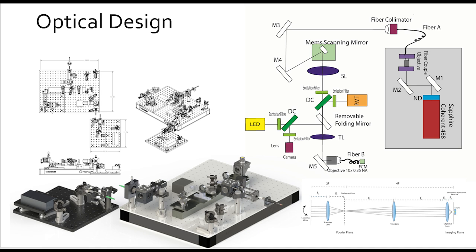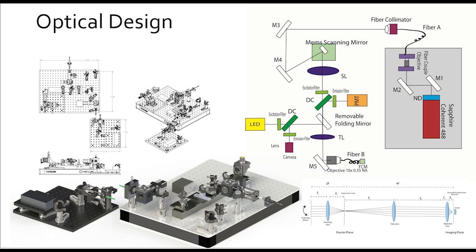It's not diverging. And now there are two mirrors, M3 and M4. We use the tilt and turn of these two mirrors to focus into the MEMS scanning mirror. Now this is our scanning mirror for our system. Once it is focused into the scanning mirror, it moves through the scan lens, SL, and then through some filters. There's an emission filter, an excitation filter, and a dichroic filter. This helps to filter the light that is incident on the object.